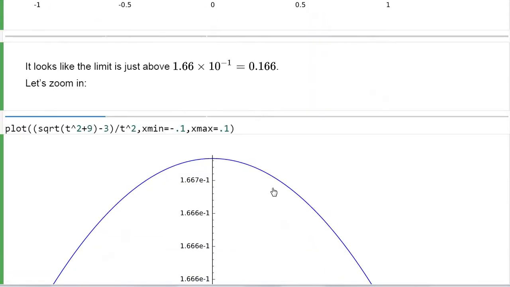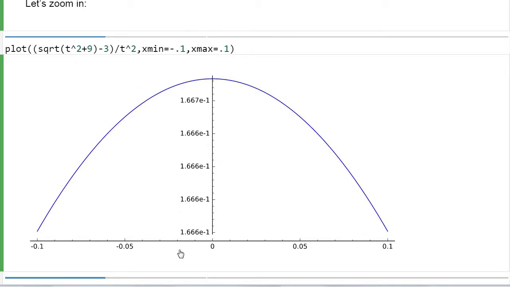I'm going to zoom in a little more, and you can start seeing the limitations of Sage's graphing ability. These labels on the y-axis are rounded to the nearest, and it only can display 4 digits here. This e minus 1 says move it over 1. This is 0.1666. 0.1667, and that's about as precise as you can be on here.